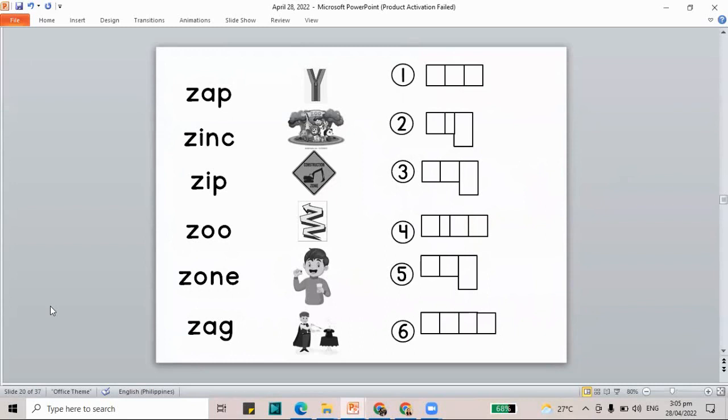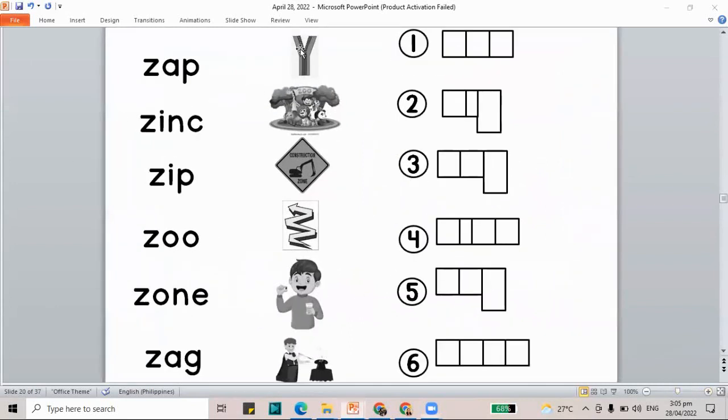Let's move to another part of our class, and here we have our set of Z words that we need to match and write the letters in the correct box. So we have the first one here, Z-A-P. This is zap. The magician knows how to zap his magic. And where can we put zap? It fits in number 4. Z-A and letter P, that is zap.